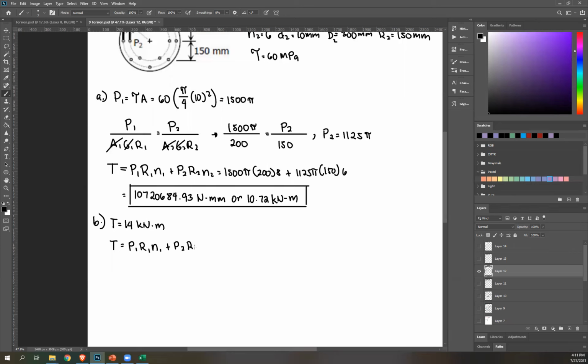plus P2, R2, and so now this is 14. You can convert it to Newton millimeter, multiply by 10 raised to 6, and then solve. P1 is still 1505, R1 is still 200, and this is what we're looking for, N, or N1, since it's on the 400 millimeter row. And then plus 11255, R is 150, N is the same, it's 6. Please solve what's N.